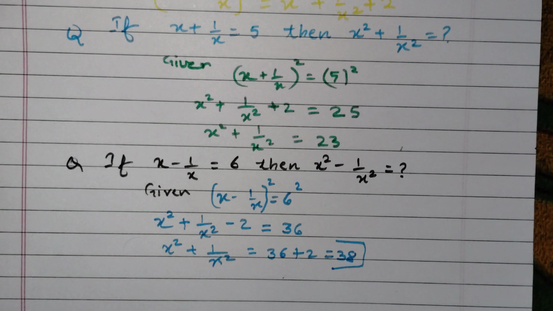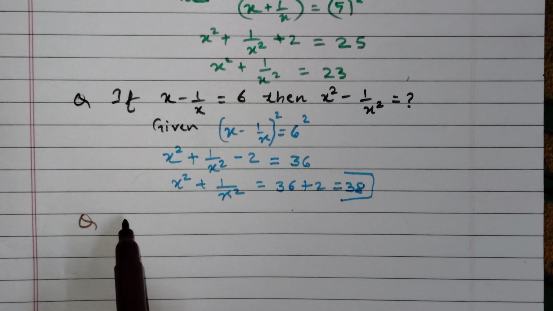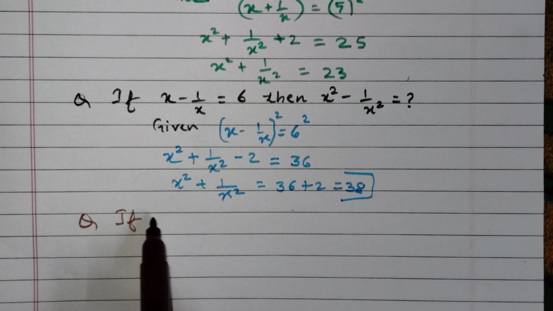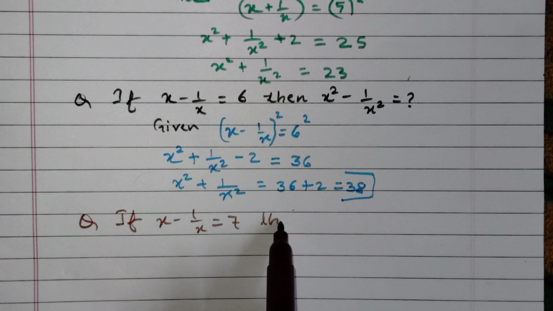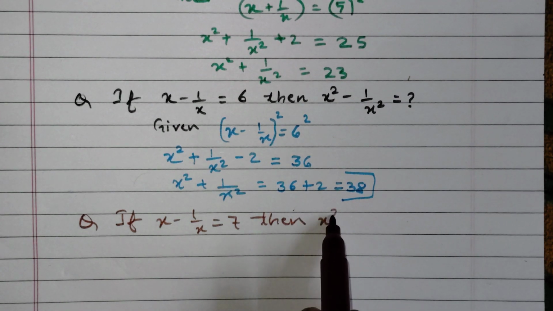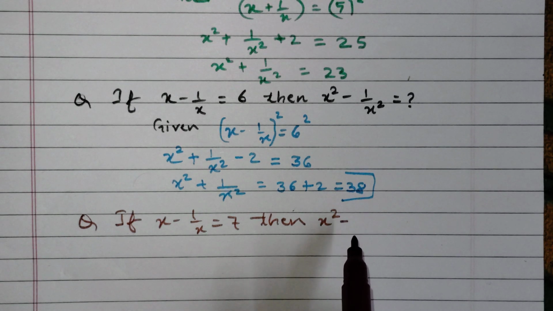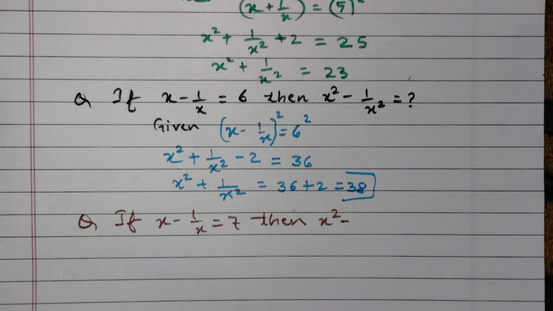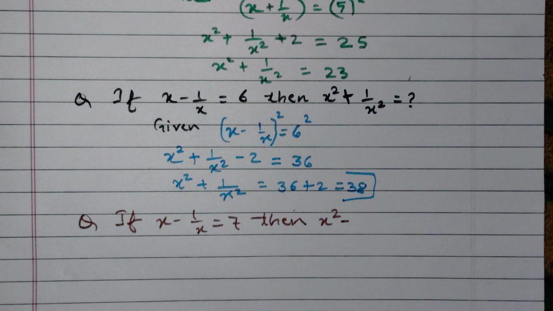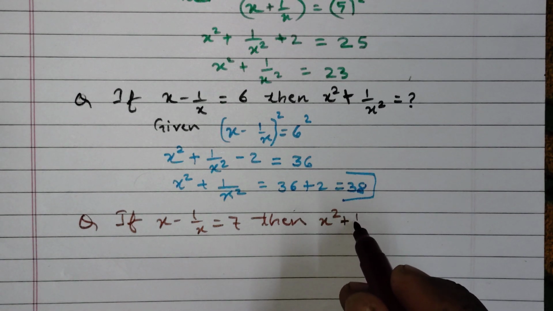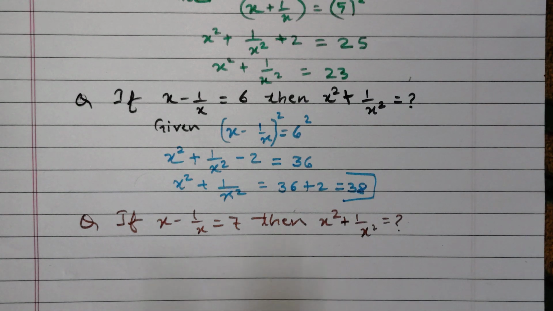So directly we can say, in the next question, look at the pattern. Again one more question. If x minus 1 upon x equal to 7, then find x square plus 1 upon x square. There is a plus in x square plus 1 upon x square in the above question. Its value we have to find out. Now solve.